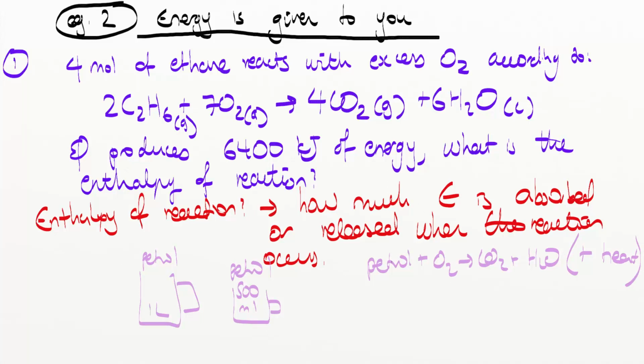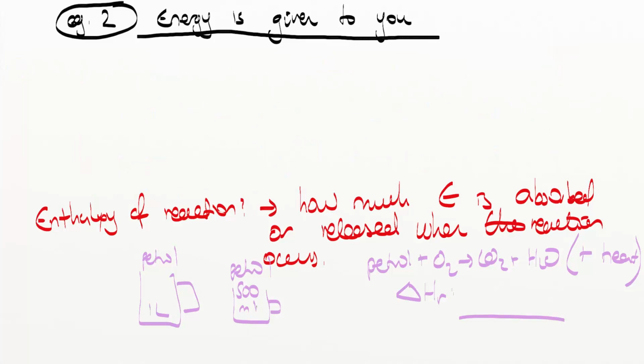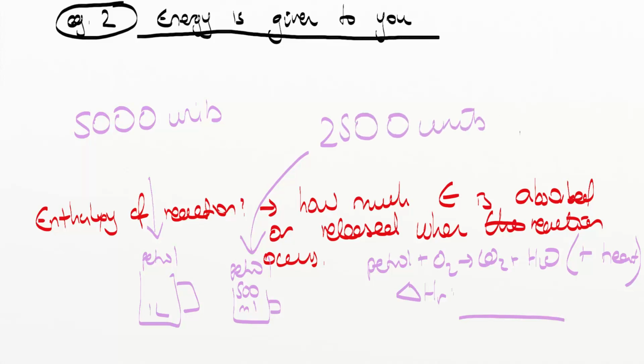I know that this particular equation has an enthalpy of reaction. But the question is, if I go ahead and burn this petrol over here, it's going to release a lot of energy. Let's say, just hypothetically speaking, it releases 5,000 units of heat energy. If I burn this petrol over here, I have half the amount of fuel than I do in the 1 liter jug. So it would make sense that this would produce 2,500 units of energy.